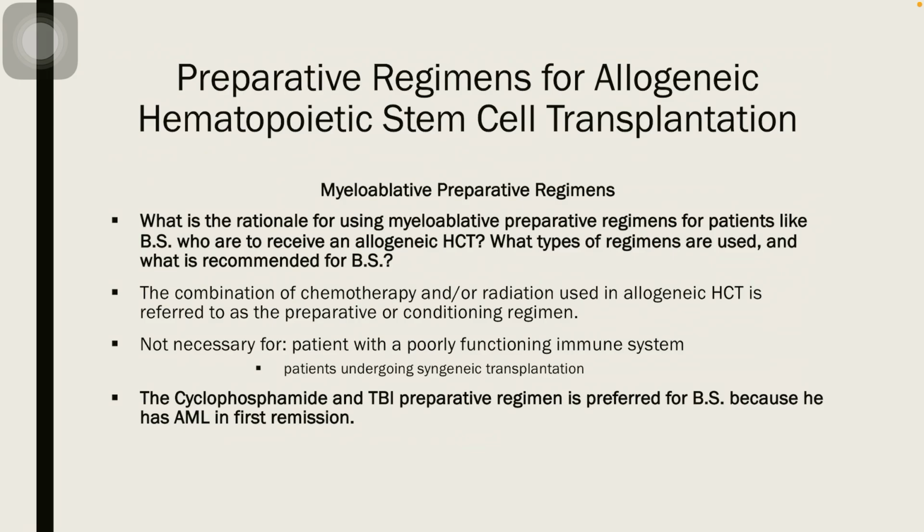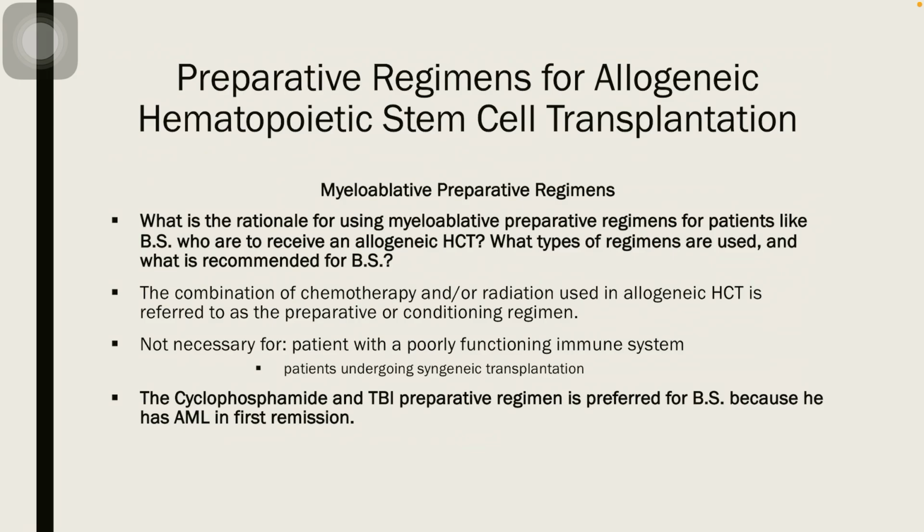This regimen is designed to eradicate immunologically active host tissues and to prevent and minimize host versus graft reaction. Basically, the preparative regimen is a combination of chemotherapy or radiation used in allogenic HCT. It is not for patients with a poor immune system, because it basically suppresses the immune system, and also it is not for patients undergoing syngeneic transplantation, because they are identical twins and have the same HLA typing.